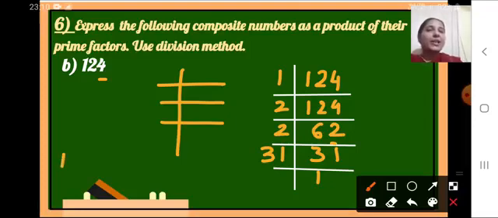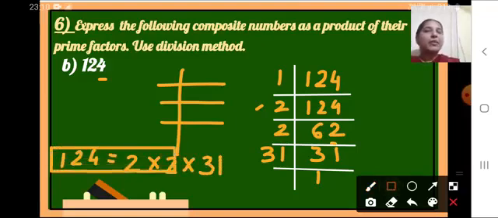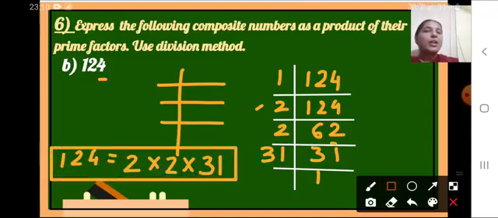So we will write it like this: 124 is equal to 1 into, you leave 1, you start with 2 here. So 2 multiplied by 2 multiplied by 31. Okay, children. So in this way we will show number 124 as the product of its prime factors.